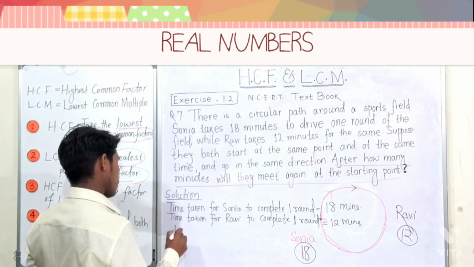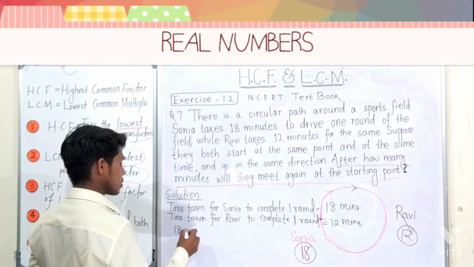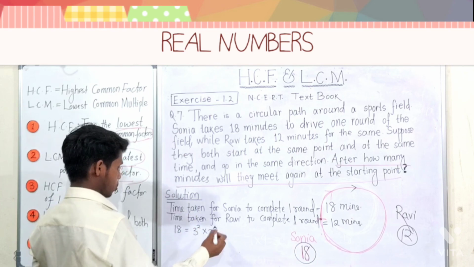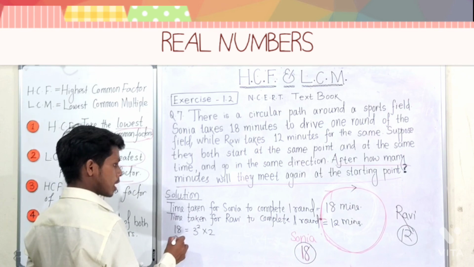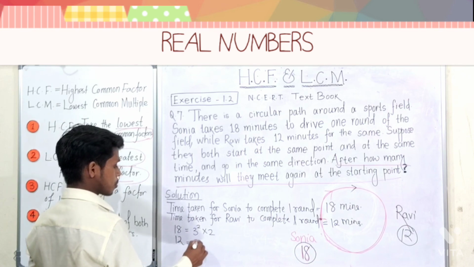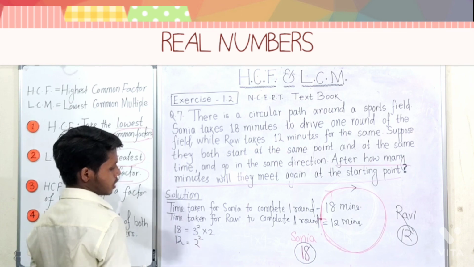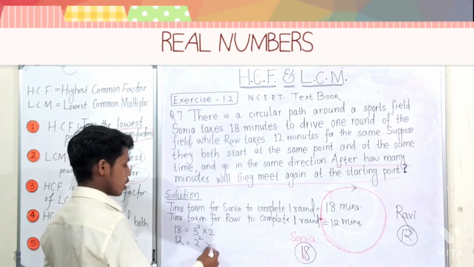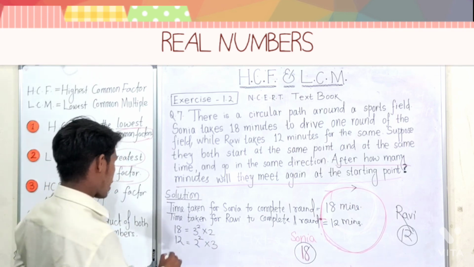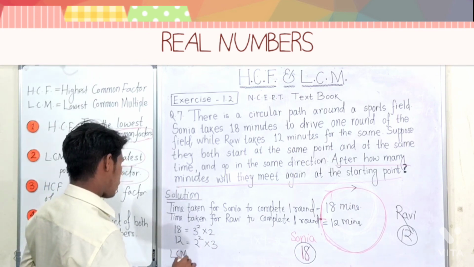So we have to prime factorize 18. So 18's prime factorization will become 3 squared, 9, times 2. Similarly you have to find the prime factorization of 12. So it becomes 2 times 2, that is 2 squared, which is equal to 4, times 3, 12. Okay, now you have to find the LCM of 18 and 12.